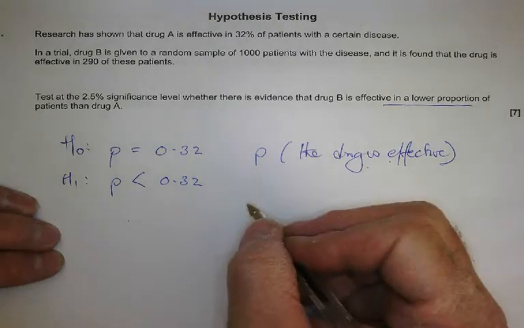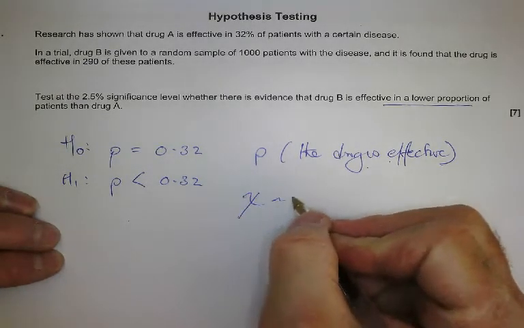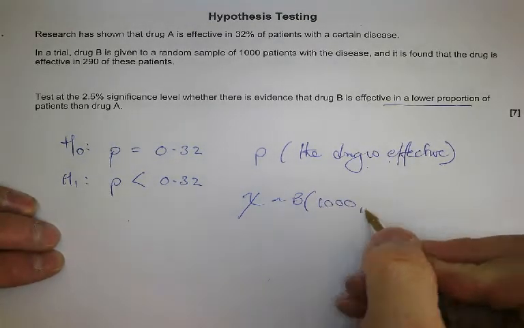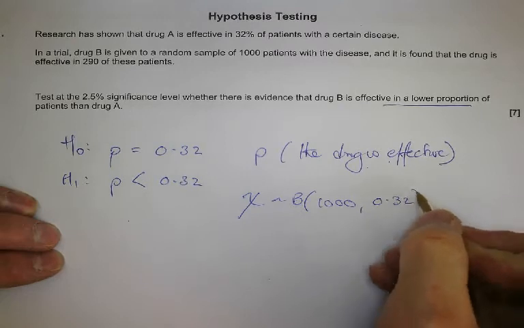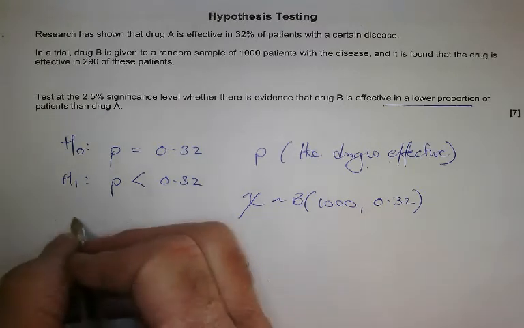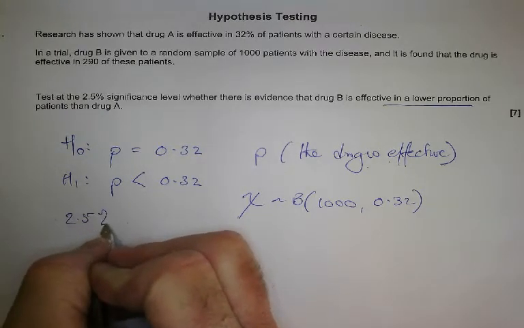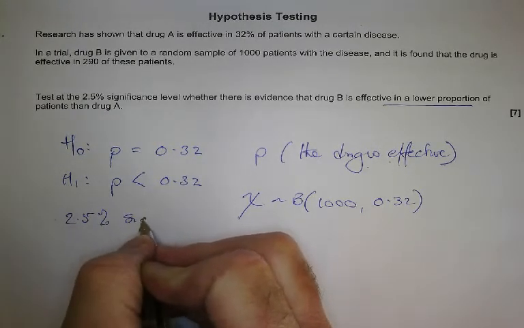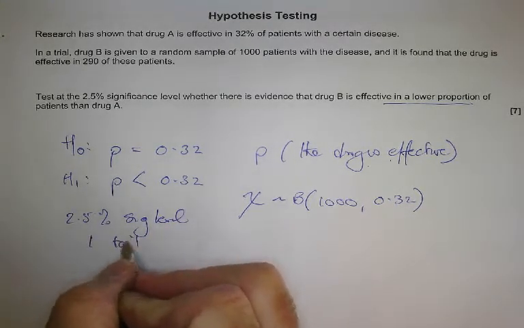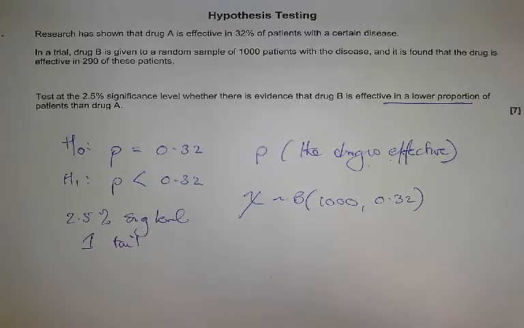Let's just set up our parameters. We know it's a binomial distribution. We know that we have 1,000, that's our n, and we know that p is 0.32. That's our probability of success. It says 2.5%, so we should write that out as a 2.5% significance level. And we know it's one tail, because it's directional. So we set things up, and that's really important, just to set it up.